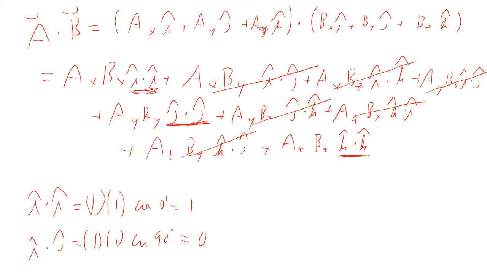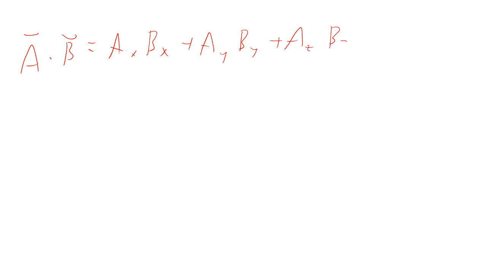And so all that we have left, A dot B, is AxBx plus AyBy plus AzBz.